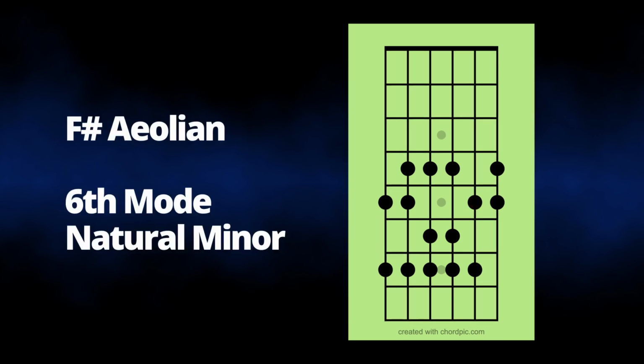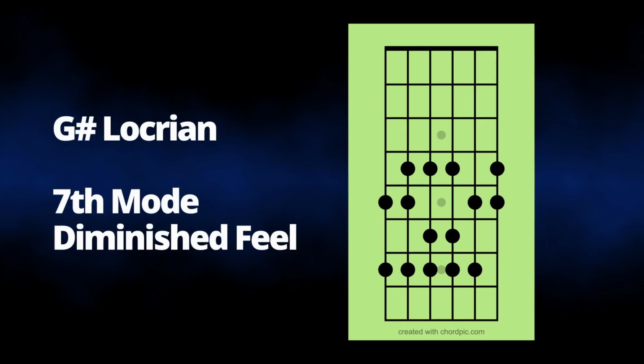F sharp Aeolian. Start on F sharp. This is the natural minor scale. It's dark and emotional. G sharp Locrian. Start on the G sharp. This is the most unstable mode, with a flat 5th, often used in jazz and experimental music.